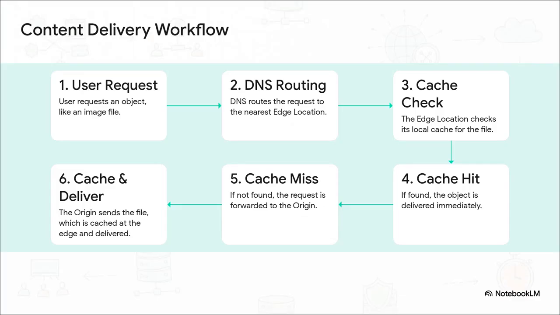Okay, check this out. Let's follow the data. A user in London wants to see a picture on your website. What happens? Well, first, some DNS magic happens, and the request gets sent to the closest edge location, probably one right there in London. That edge location looks in its local storage, its cache, for that picture. If it's there, that's a cache hit. Bam! The picture is sent back immediately, super fast. But what if it's not there? Well, that's a cache miss. The edge location then has to go all the way back to your origin server to grab it. The origin sends the file back, the edge location saves a copy for the next person in London, and then sends it to our original user.